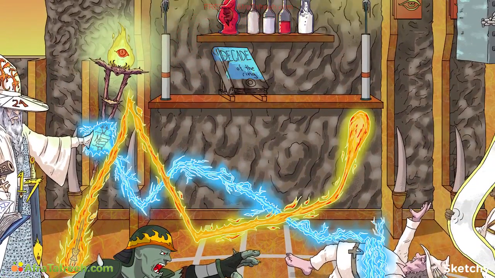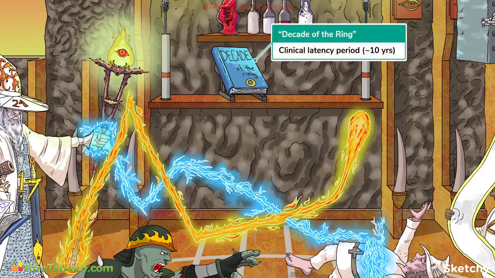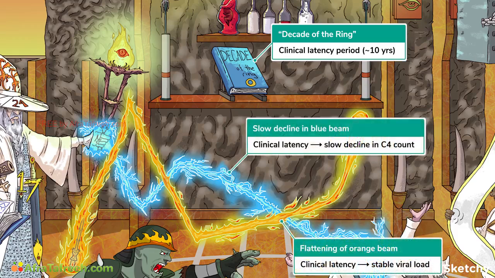After this initial acute phase comes a long asymptomatic period known as clinical latency. This lasts about 8 to 10 years, or around a decade. Okay, now back to the story. Check out this book's location. It's above where that orange RNA beam has flattened out somewhat and hasn't yet shot up again.